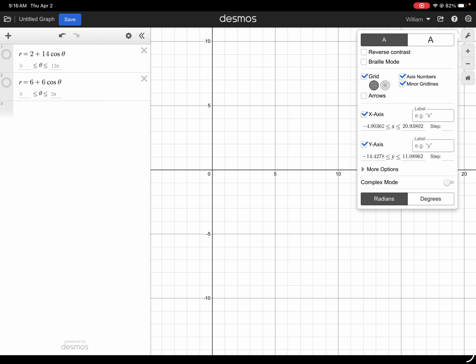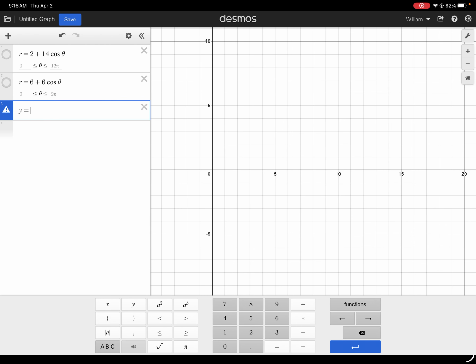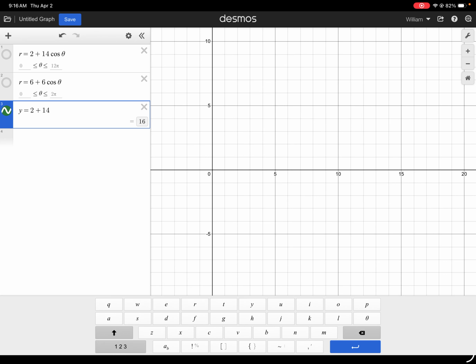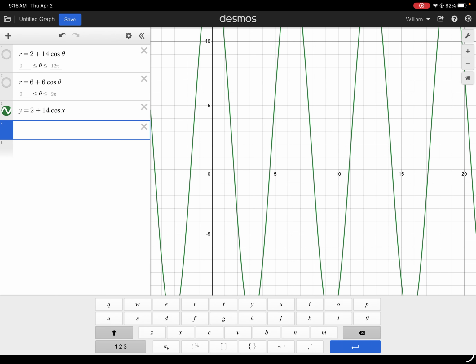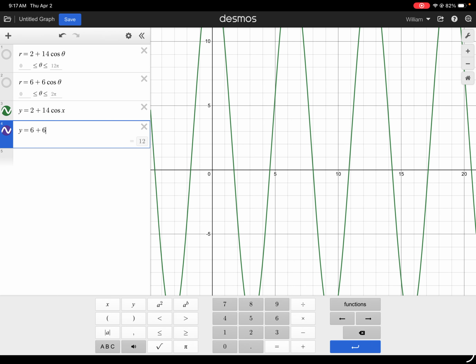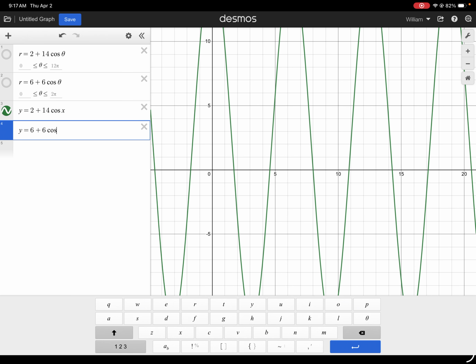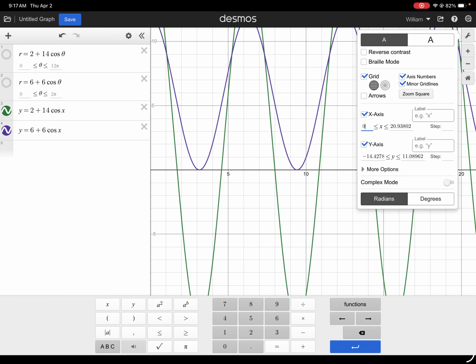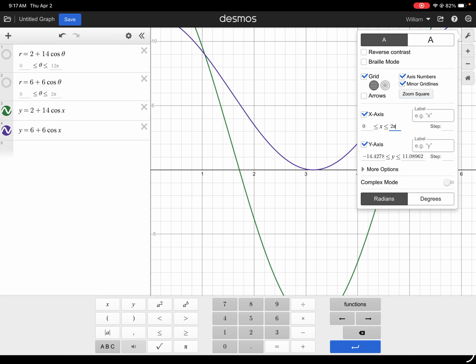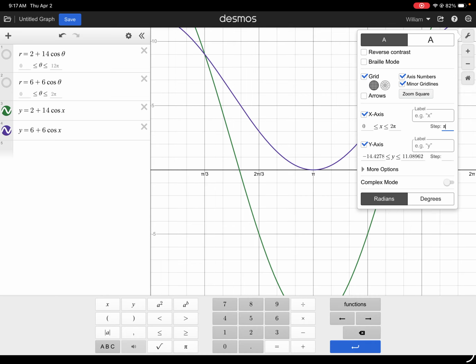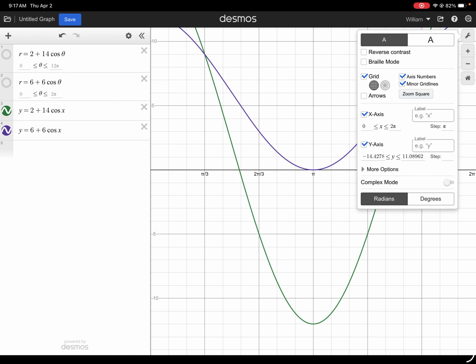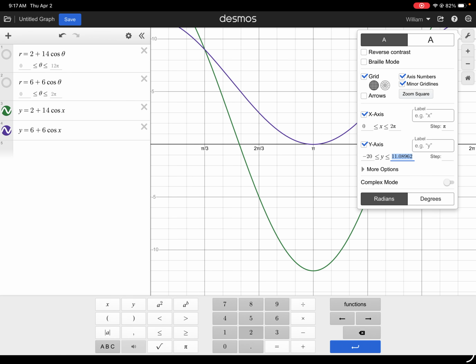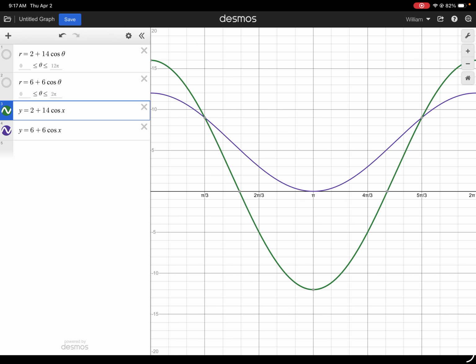So I'm going to go back to my rectangular graph. So I'm going to type in y is equal to 2 plus 14 cosine x, and then y is equal to 6 plus 6 cosine x, not theta, x. So I'm going to come over here back to the wrench. I'm going to go from 0 to 2 pi. Then turn the x-axis into radians, so I'm going to do by pi. So let's adjust the y-axis. Let's go, say, negative 20, and then positive 20. So when I look at the rectangular graph, I see that we only actually intersect twice. So that's why algebraically we only got the pi over 3 and the 5 pi over 3.